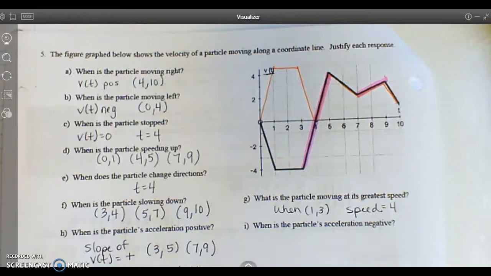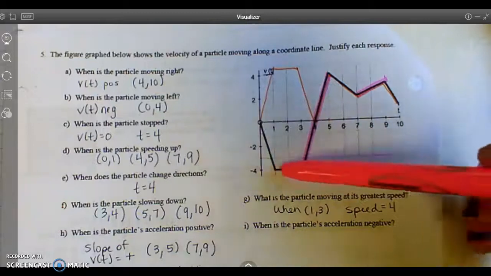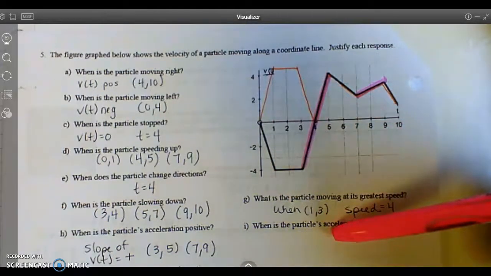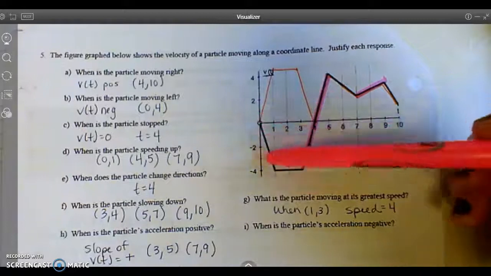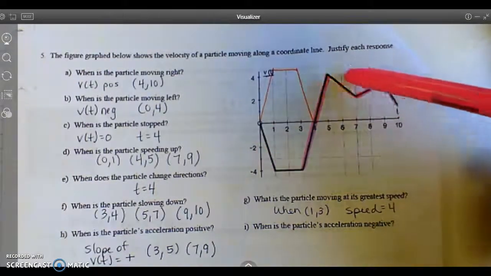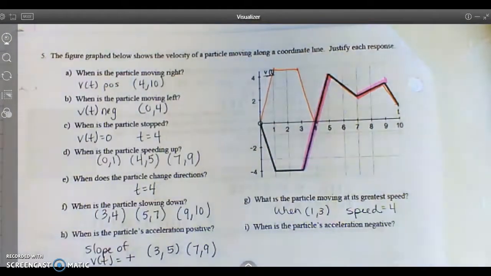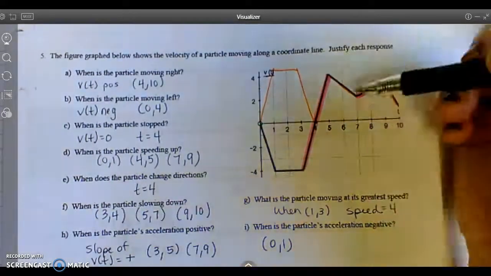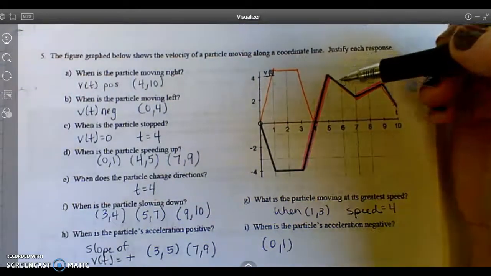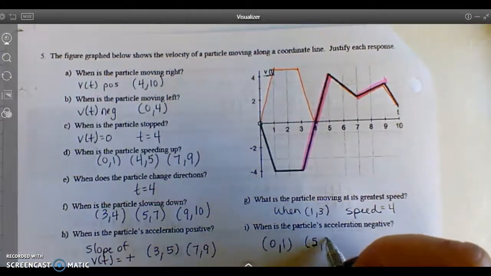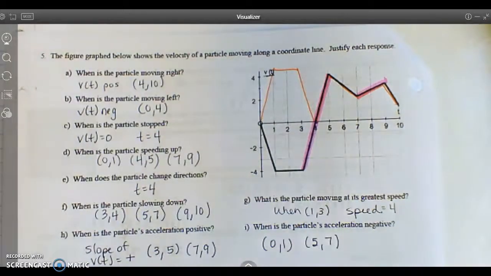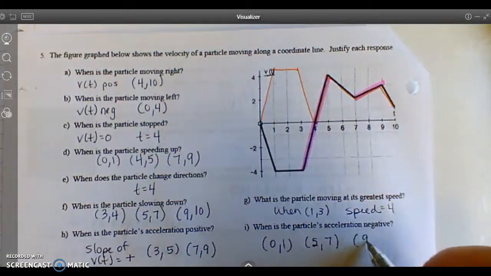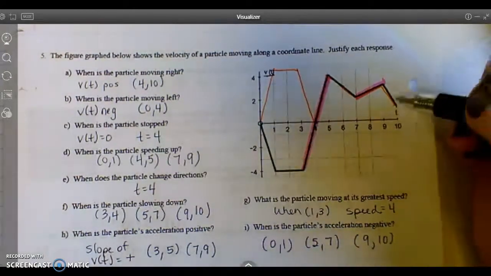And when is the particle's acceleration negative? So that would be not the pink, and also not where it's flat. So acceleration again is slope. So acceleration being negative would be here and here. So that would be from 0 to 1, and then also 5 to 7. Oh, and also 9 to 10, thank you. Because it's going down there as well.